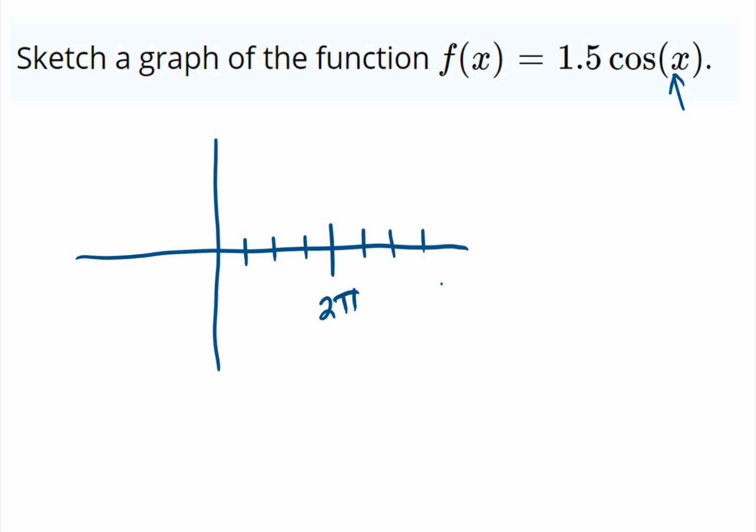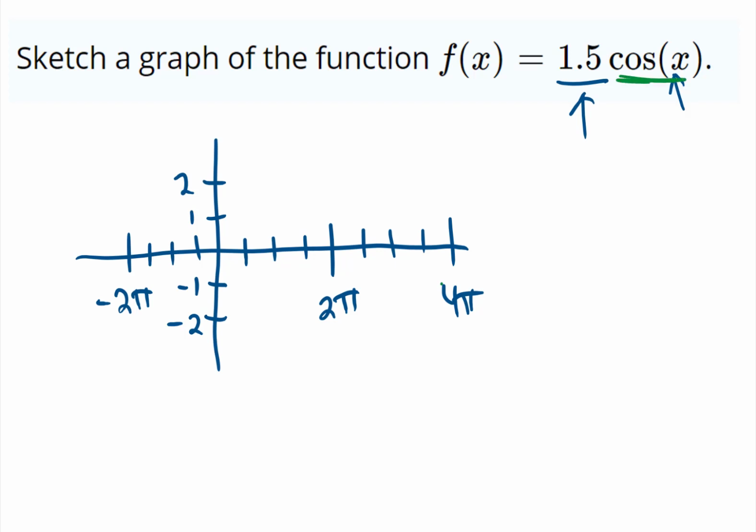1, 2, 3. I'm going to do another one. That will be 4 pi. I'm also going to go back this way. 4 tick marks. That'll be negative 2 pi. Now the amplitude is right here and it's 1.5, so I'm going to need to have a couple places here and then we'll go between there to get our 1.5.